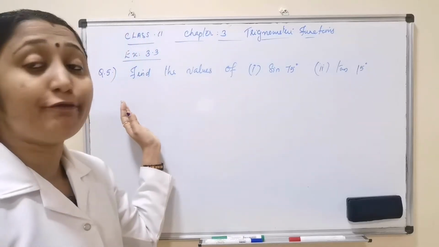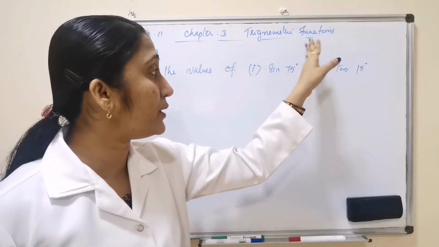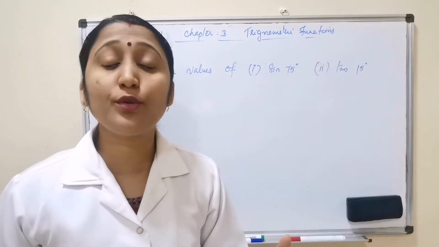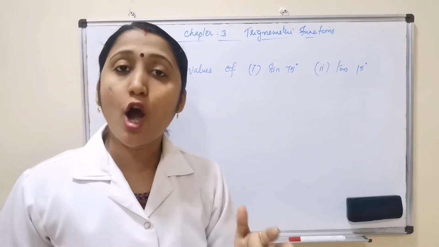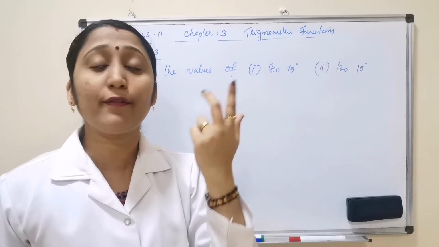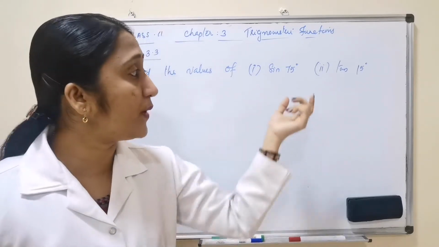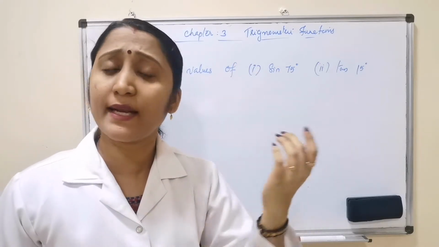Question number 5 is to find the values of sine 75, and the second question is tan 15. We have to find the value of sine 75. We already studied 30, 45, 60, 90, etc., but here we want to find sine 75. How can we solve it? Let us see.